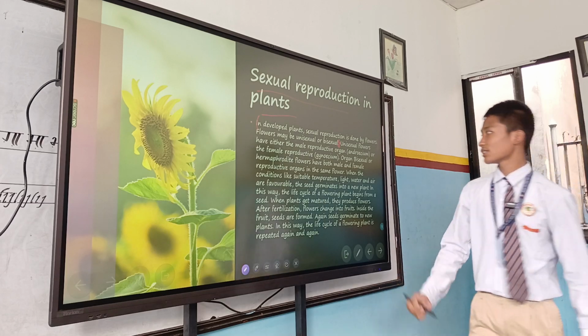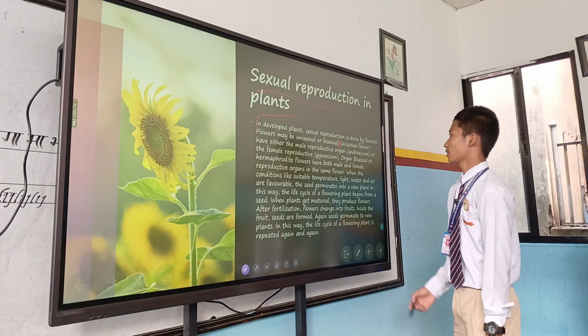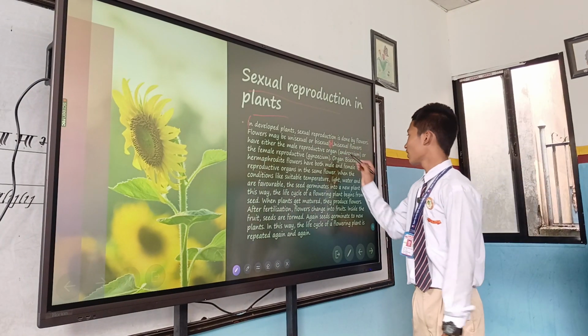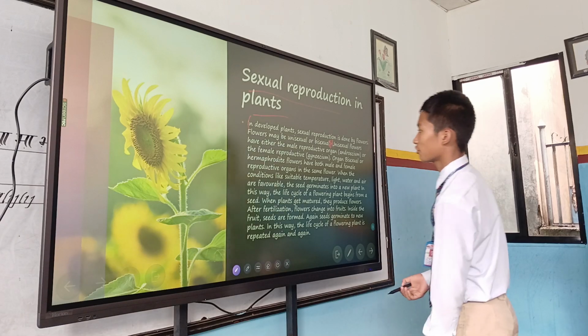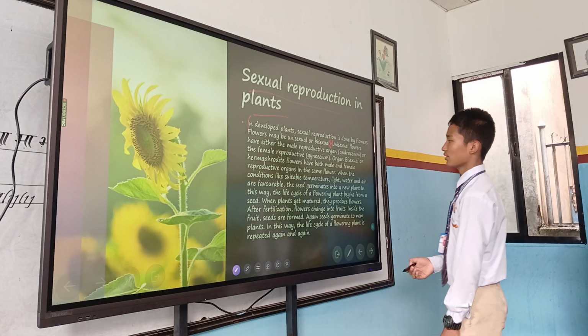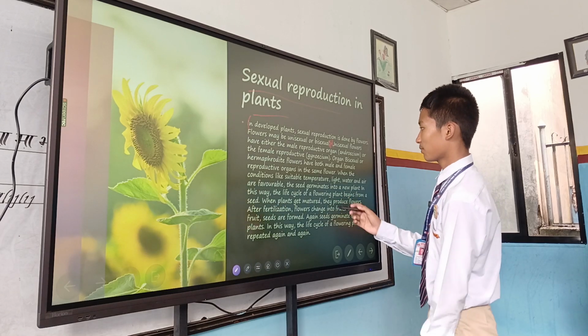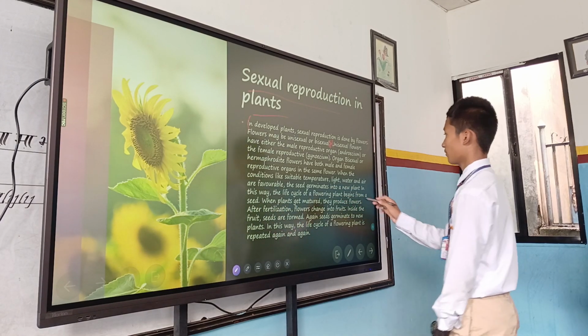In developed plants, sexual reproduction is done by flowers. Flowers may be unisexual or bisexual. Unisexual flowers have either the male reproductive organs, androecium, or the female reproductive organs, gynoecium. Bisexual or hermaphrodite flowers have both male and female reproductive organs in the same flower.